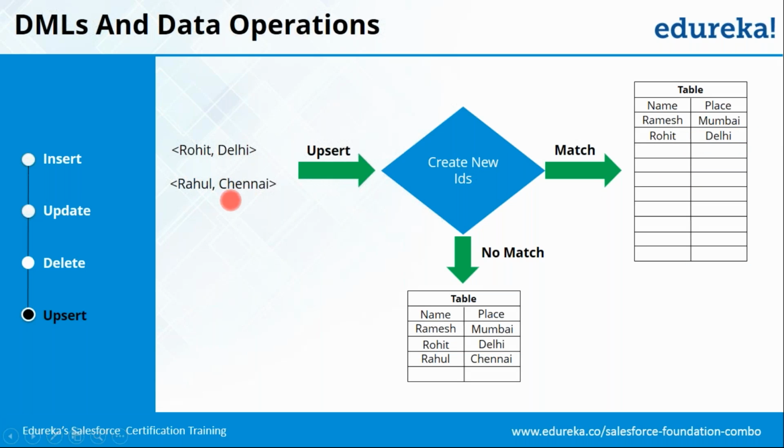Okay, and when it comes to Rahul from Chennai, there's no entry for Rahul, right? So a new entry has to be created for this. So that will be added here. So this database will be modified to include Rahul, Chennai, where this will be appended to the existing database. So that is about the different commands that we have.